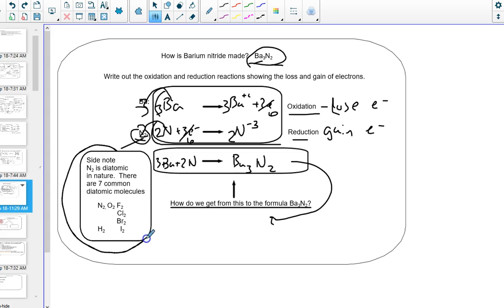This is a little side note, just mentioning that some elements do come in pairs in nature, and just so you know where that came from.